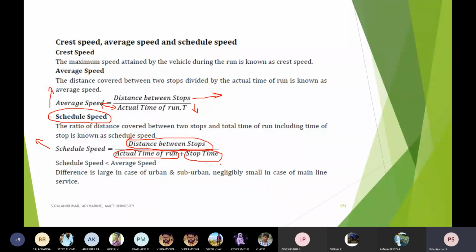If all the stop time is also considered for calculating the average speed, that is called scheduled speed. Compared to the average speed, the scheduled speed will be very much less, because the average speed takes the actual time of run only. Here, in addition to that actual time, the stop time is also there in the denominator, so automatically that will decrease the schedule speed. So schedule speed is always less than the average speed.